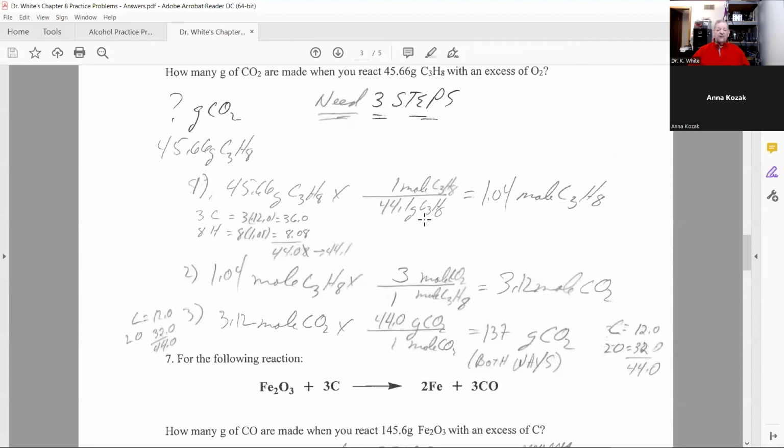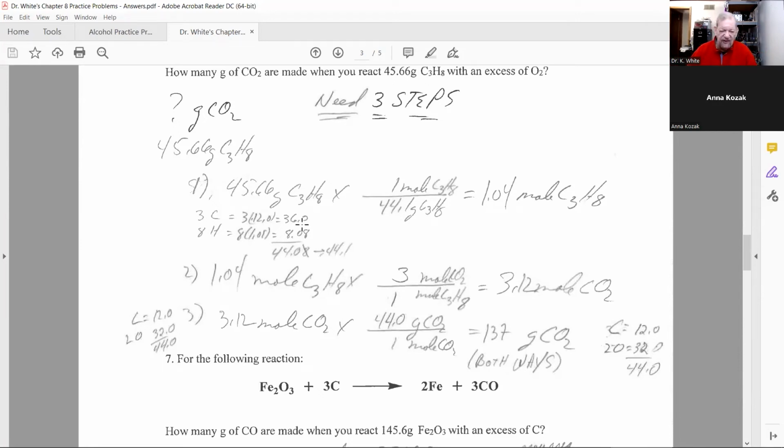So what's the molecular weight of propane, C3H8, 3 carbons, 8 hydrogen? Each carbon is 12.0. Each hydrogen is 1.01. Do the multiplication, add it up, and you get 44.08. Now, don't forget, you have the same number of significant figures to the right of the decimal as the number that has the fewest.